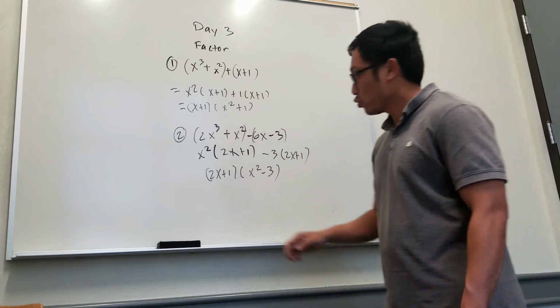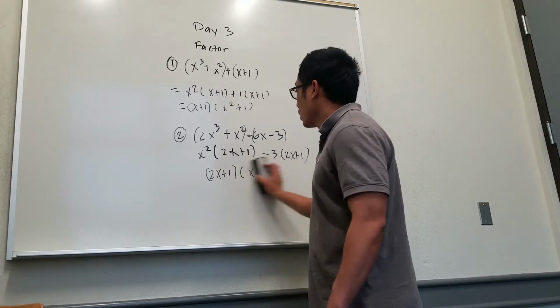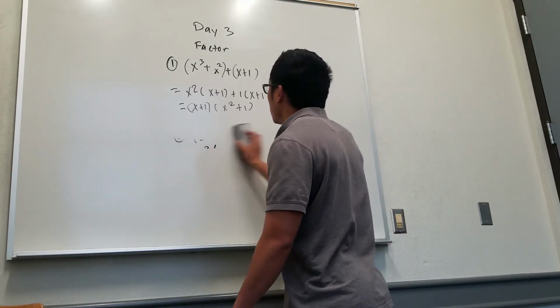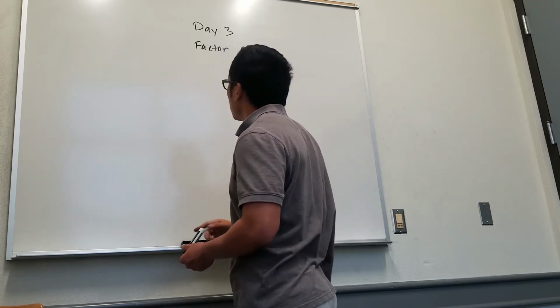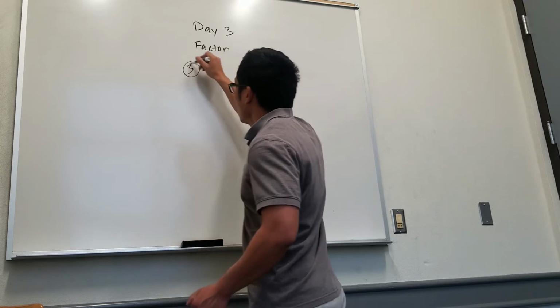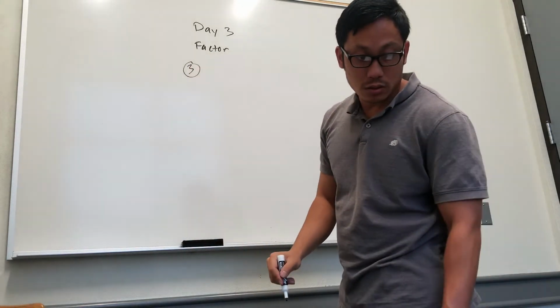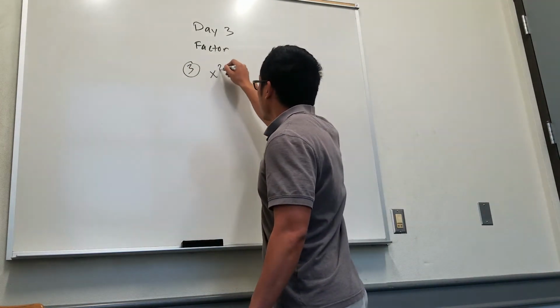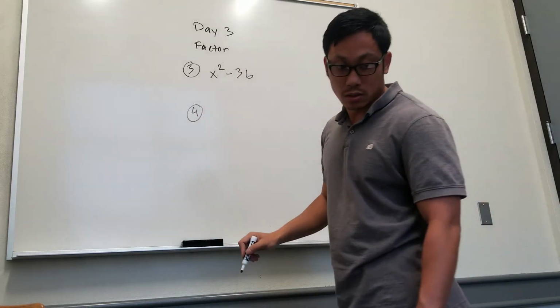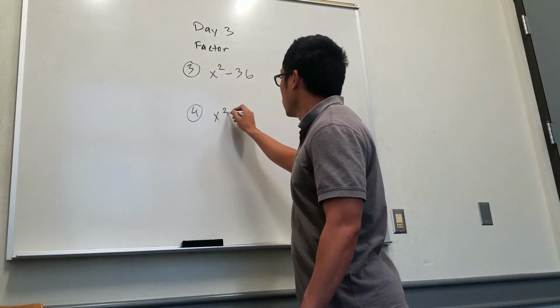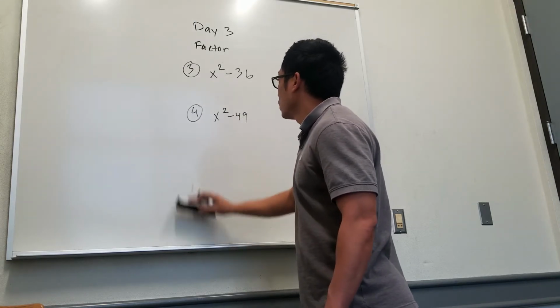So, there you go. Do this one, x squared minus 36 and x squared minus 49. So let me write it here.